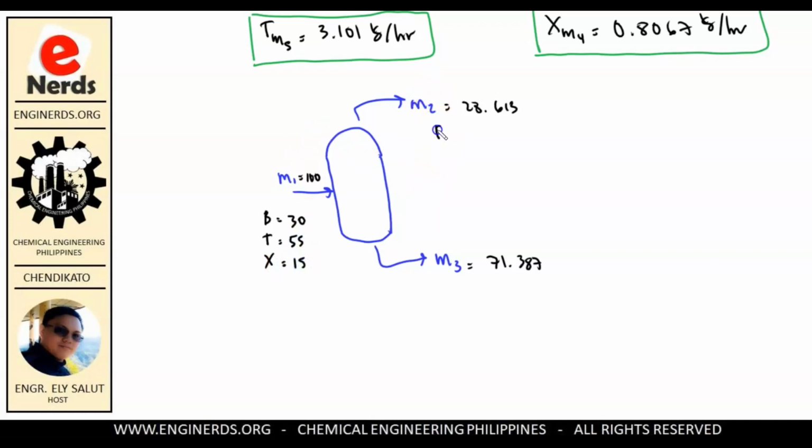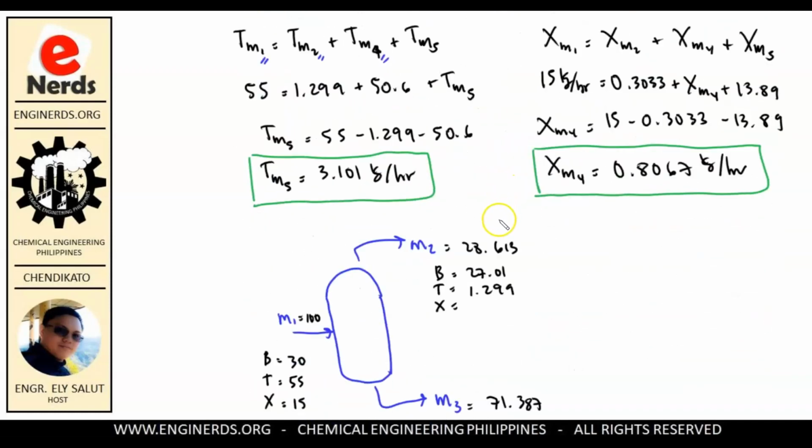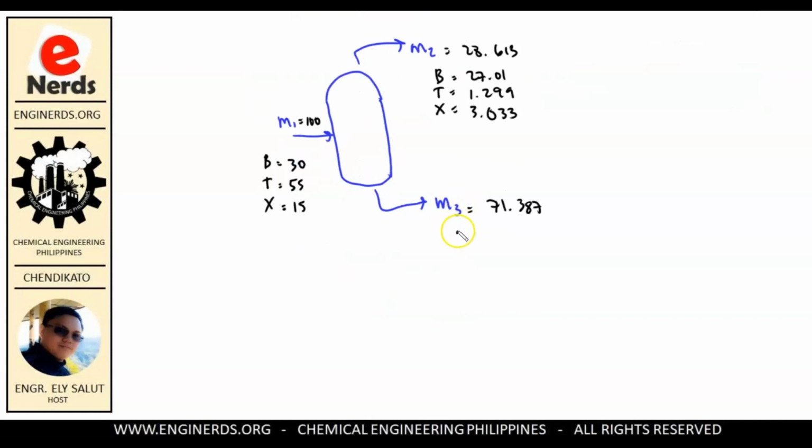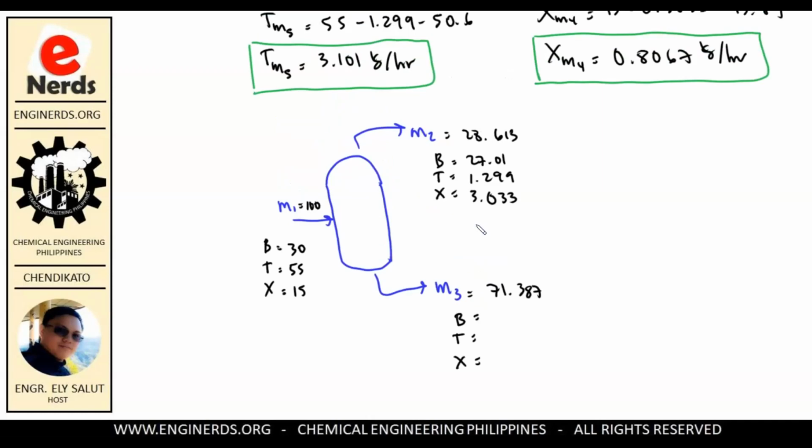Dito naman sa ating M2, our benzene, toluene, and xylene. Our benzene is equal to 27.01. Our toluene is 1.299. Okay, so here we have 1.299. And our xylene is 3.033. Okay, so kailangan nating ma-determine yung ating benzene, toluene, and xylene dito sa ating M3. Okay, so let us have benzene balance first. Okay, so benzene balance.